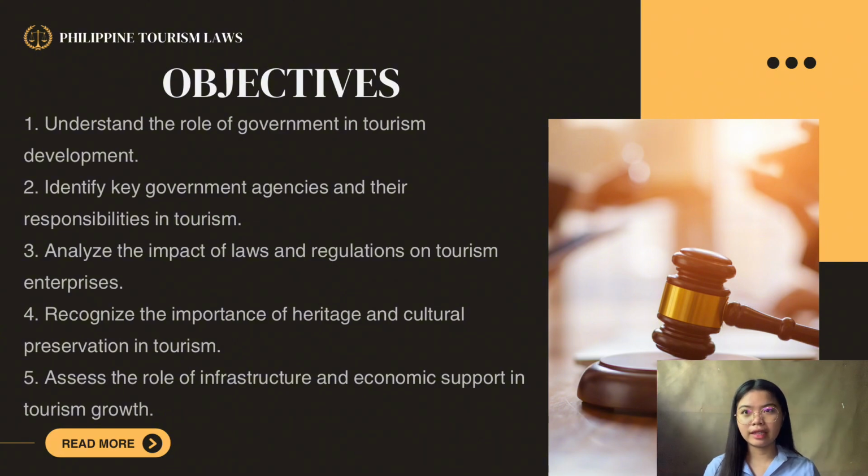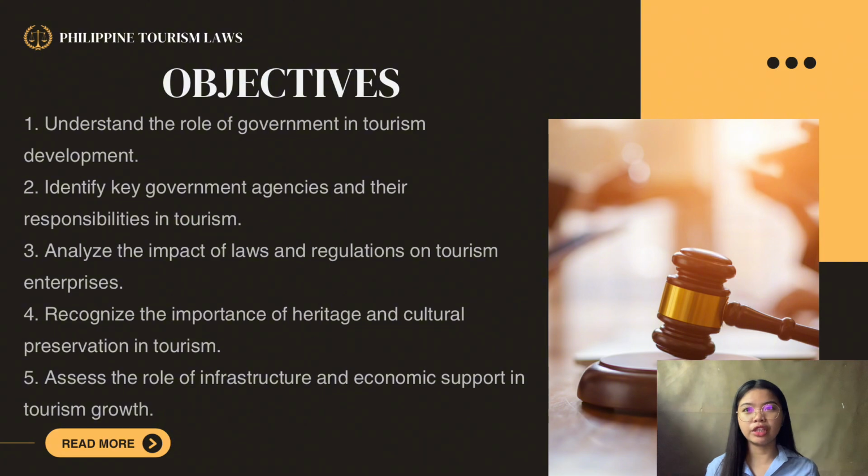Next is to identify key government agencies and their responsibilities in tourism. Next is to analyze the impact of laws and regulations on tourism enterprises. Also to recognize the importance of heritage and cultural preservation in tourism. And lastly is to assess the role of infrastructure and economic support in tourism growth.